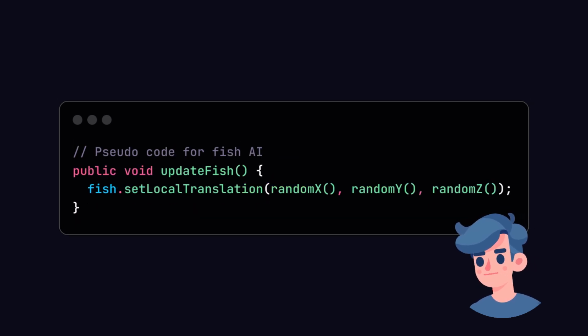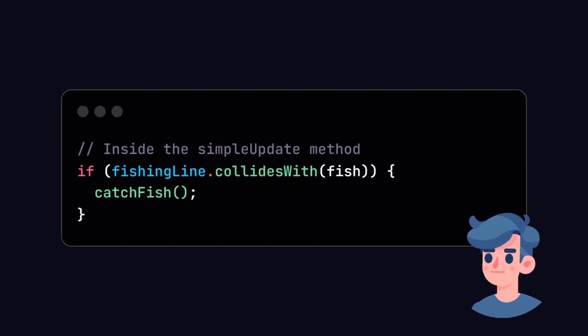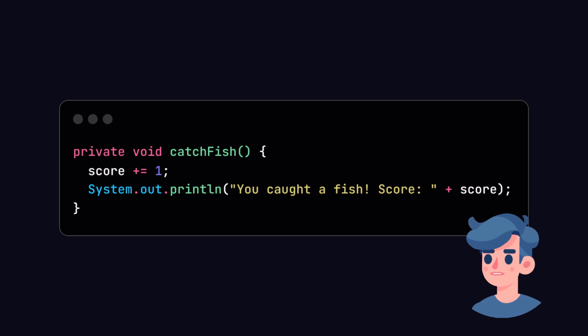Next, we'll create a simple AI for the fish. We want the fish to swim randomly around in the water. Let's implement collision detection between the fishing line and the fish. This will help us determine whether the player has successfully caught a fish. The catchFish method can handle what happens when a player successfully catches a fish.